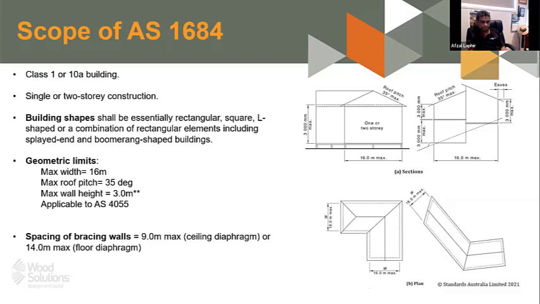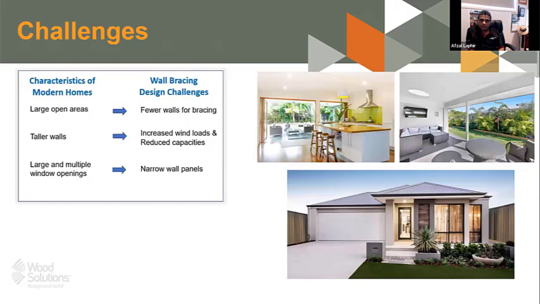Before we go any further, we'll just look at the challenges. Now, we know that when the codes were written back then, the houses were very much different to what we get today. Modern homes come with big open areas, taller walls, and larger windows. And they all are kind of negatives to a wall designer. This results in fewer walls, increased wind loads, and then obviously narrow wall panels.